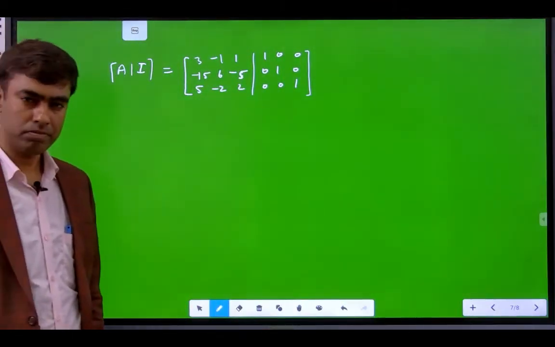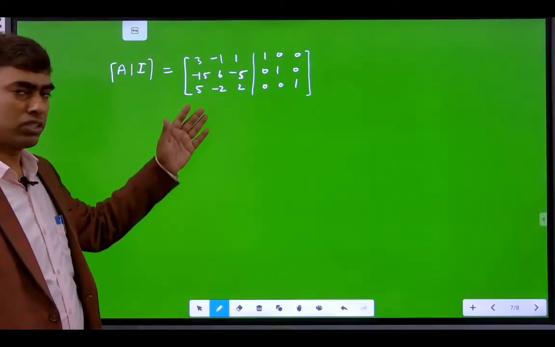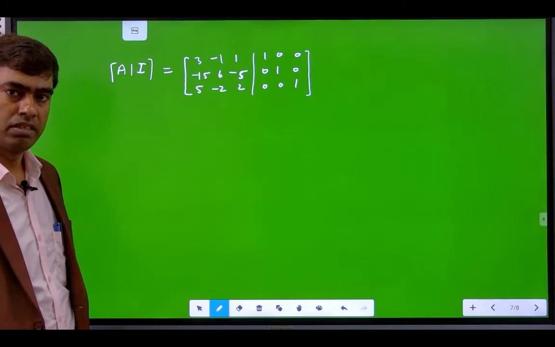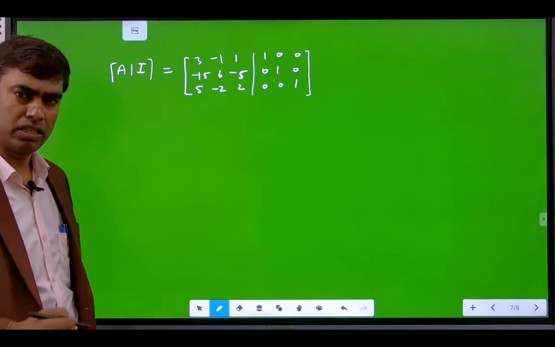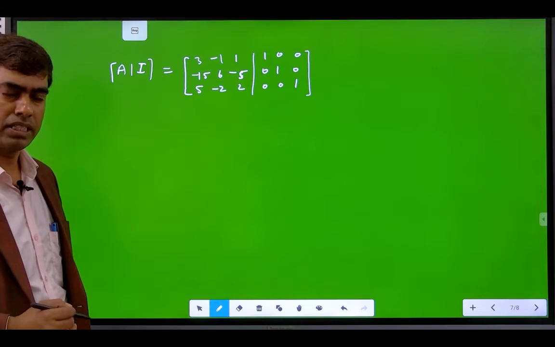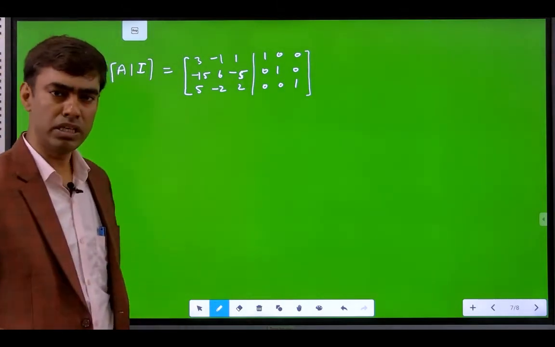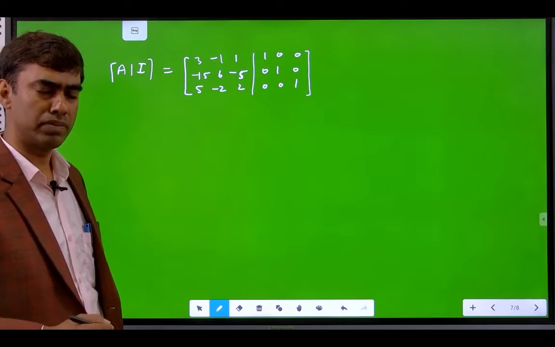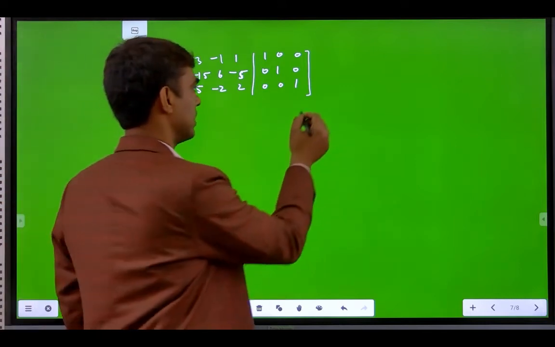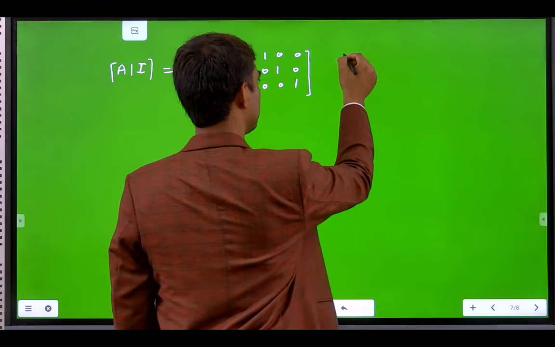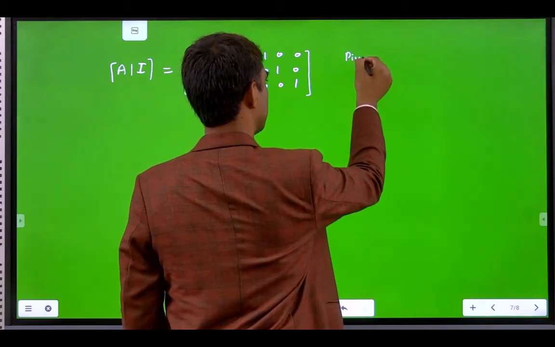So now we try to find the inverse of A with the help of the Gauss elimination method. So we try to convert the matrix A into an upper triangular matrix. For this, first we choose the pivot element.